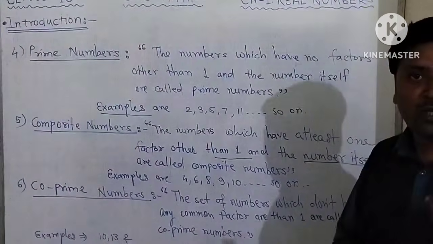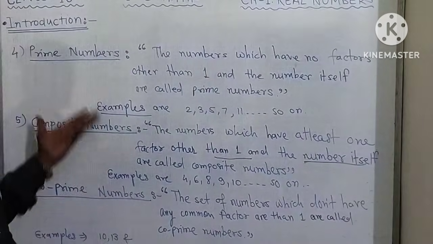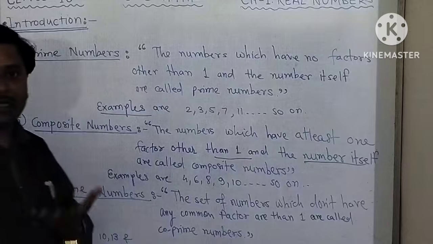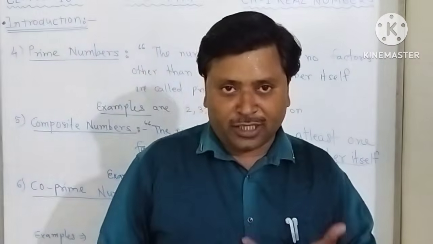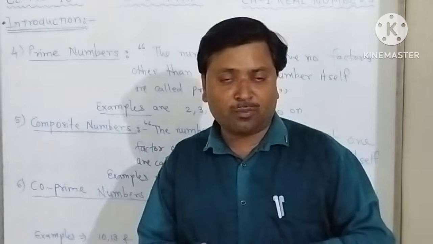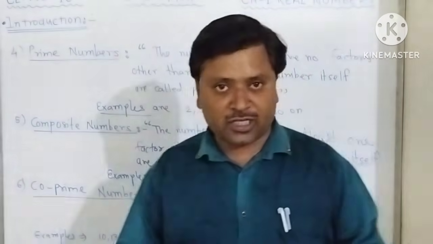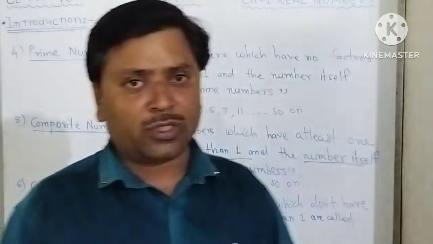We must know the definitions of all these terms and numbers while studying the lesson Real Numbers, and to prove that root 2 is an irrational number, root 3 is an irrational number, root 5 is an irrational number, root 7 is an irrational number.